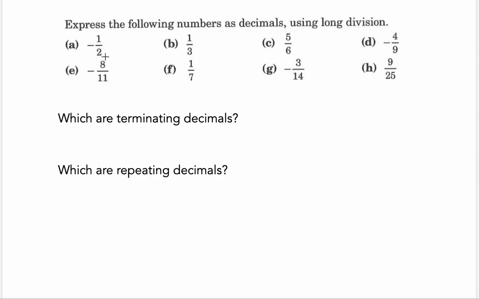So here's an example. We have negative 1/2, we have 1/3, we have 5/6, we have negative 4/9, we have negative 8/11, we have 1/7, negative 3/14, and 9/25. So a bunch of different fractions with different denominators. We're going to explore all their decimal forms. And we're going to cheat a little. We're going to use the calculator, or else this is going to take us forever.